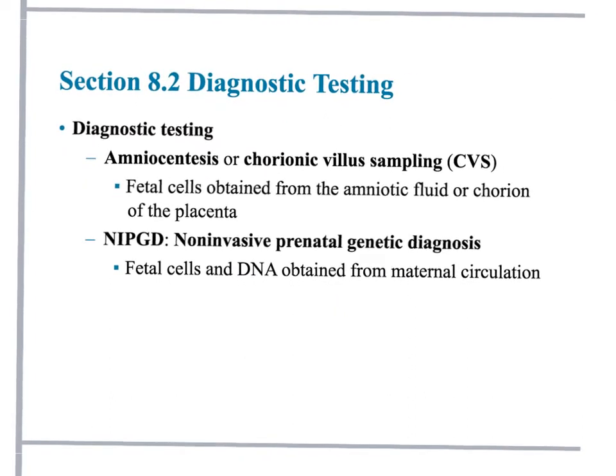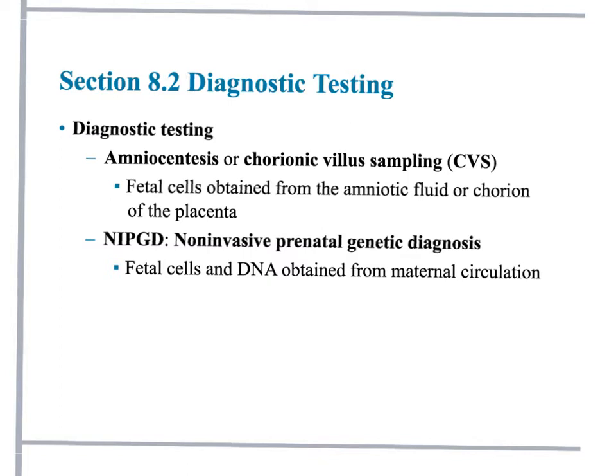So genetic testing could be quite extensive. Amniocentesis or chorionic villus sampling are the two common ones. Fetal cells are obtained from the amniotic fluid in an amniocentesis, or cells are obtained from the chorion of the placenta. So the chorion is the chorionic villus sampling, and both of those give you a lot of information about the genetic health of the child.